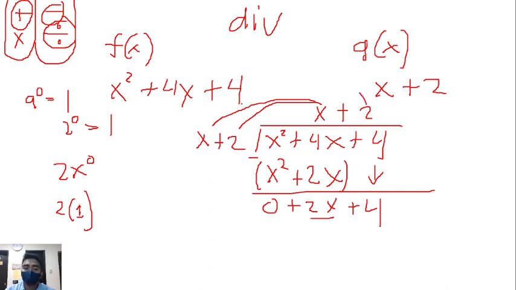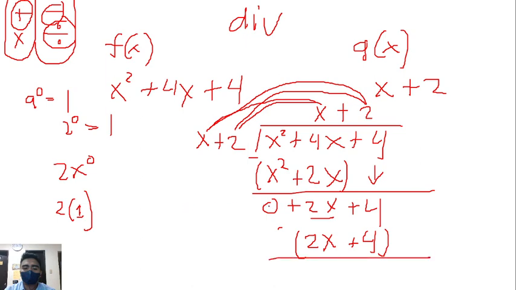So once you have 2, you multiply that to your x and to your 2, or distribute it. 2 times x, the answer is 2x. 2 times 2, the answer is positive 4. Then you subtract. 2x minus 2x, the answer is 0. 4 minus 4, the answer is 0 as well. So therefore, you don't have any remainders, and your final answer is x plus 2.